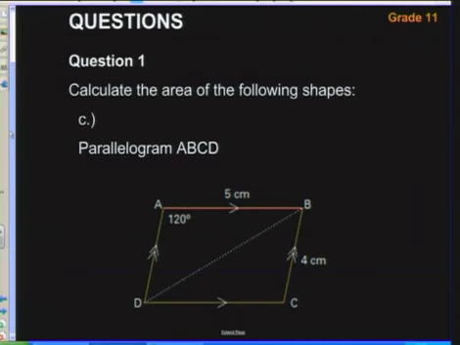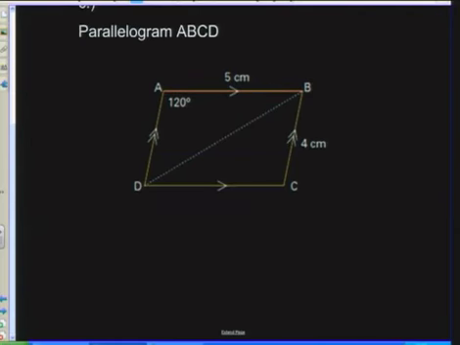Right, so we've got a parallelogram, and that AB doesn't seem so important, so I'm going to start by calling it CDBA. The parallelogram has its measurements: BA is 5, BC is 4, and angle A is 120. And we need to work out the area of that parallelogram.